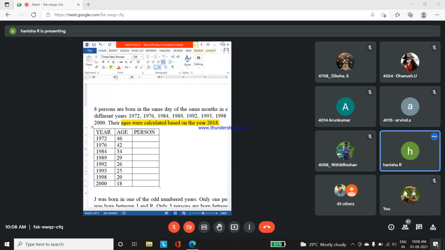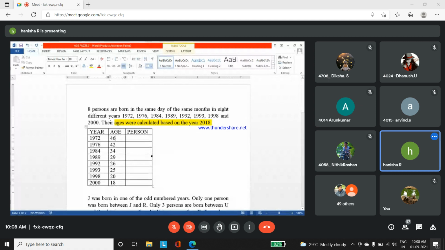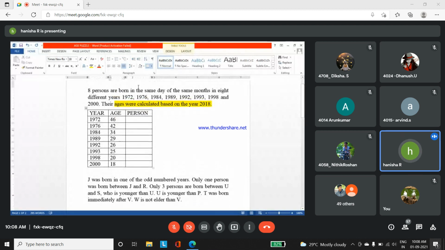Now the leftover box here is the person. For that we need the clues that are given below. With the help of the clues, we are going to solve this. So the first three steps are done. After reading the question, we have got the framework. We have marked the years and the ages. Now going to the clues.